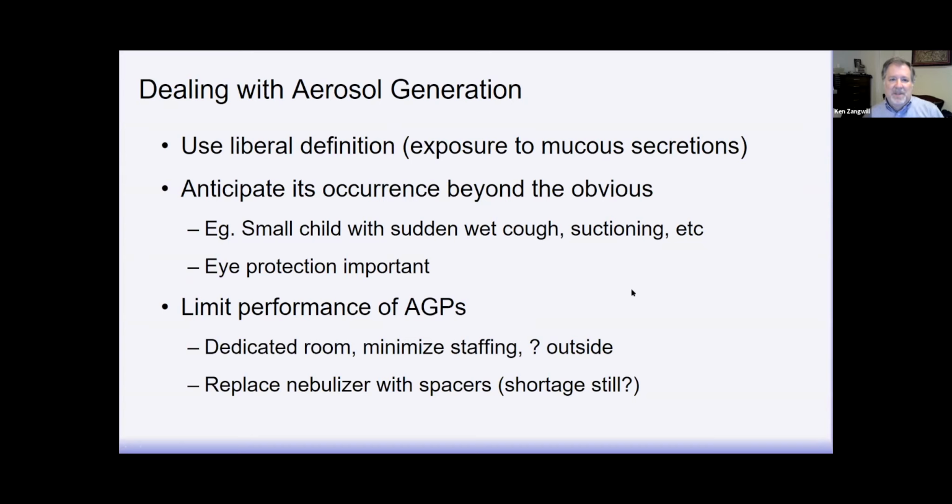All right, dealing with aerosol generation is absolutely a thing in the outpatient setting and in any setting, of course. I would be liberal in your definition. Technically speaking, aerosol generation is when droplets are produced and expelled from a potentially infective source to an unwilling participant, so exposure to mucus secretions.